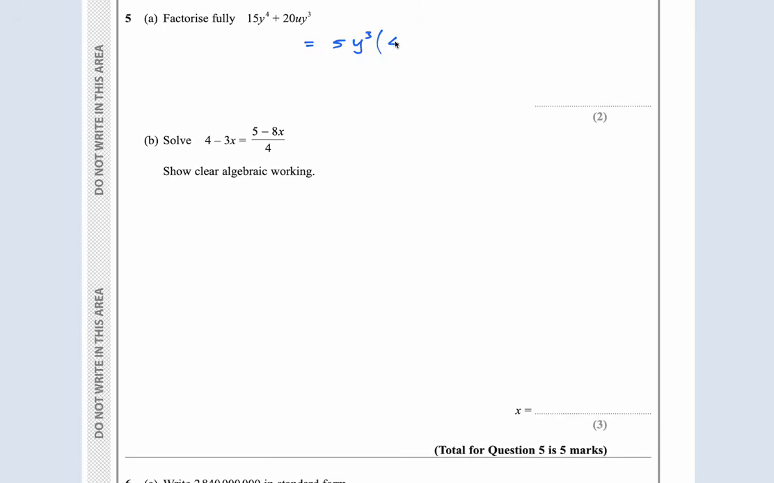Well, 4, sorry, that's wrong. 3, because 5 times 3 is 15. And y, because y cubed times y gives me y to the 4. Plus 4, because 5 times 4 is 20, u. And there we go.